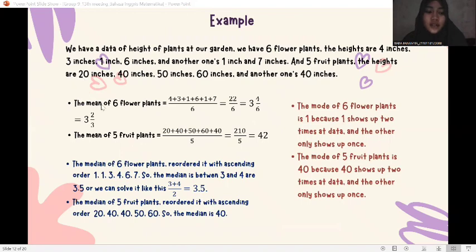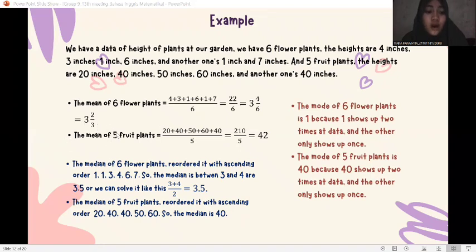The solution is, for the mean of 6 flower plants: 4 plus 3 plus 1 plus 6 plus 1 plus 7, divided by 6, here is 1, 2, 3, 4, 5, 6. 4 plus 3 plus 1 plus 6 plus 1 plus 7 equals 22, divided by 6. So it is 3 plus 4/6, or 3 plus 2/3.